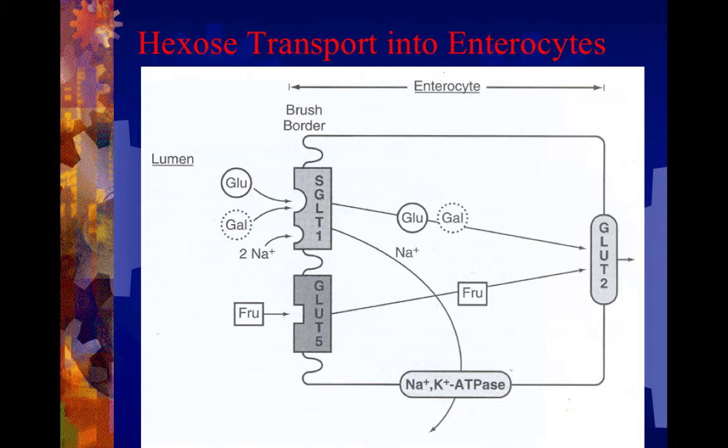Fructose, on the other hand, goes through GLUT5 through facilitated diffusion, and then it can go down its concentration gradient through GLUT2. So let's go through the steps. Let's do glucose absorption first. So in step 1, sodium binds SGLT1.